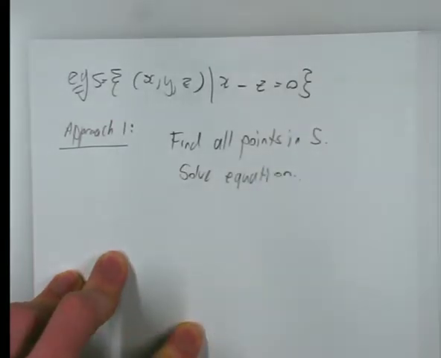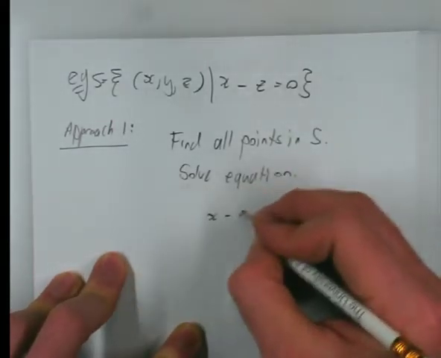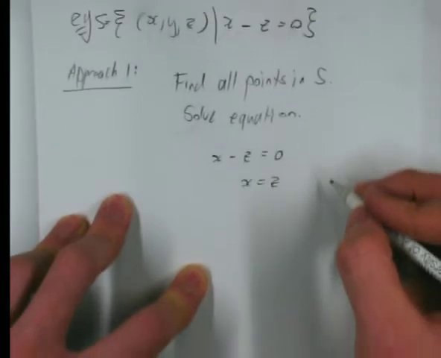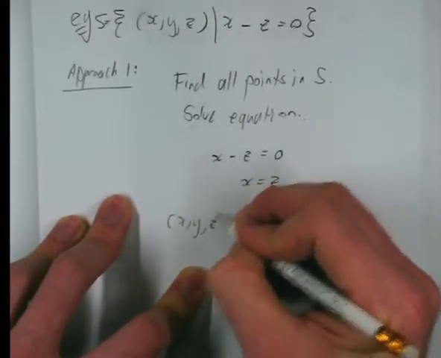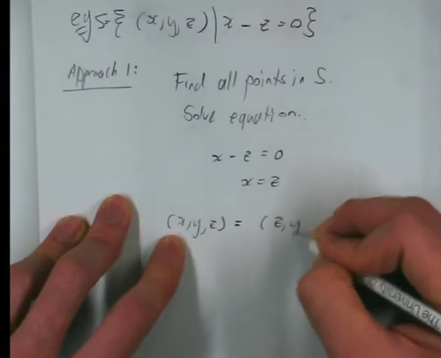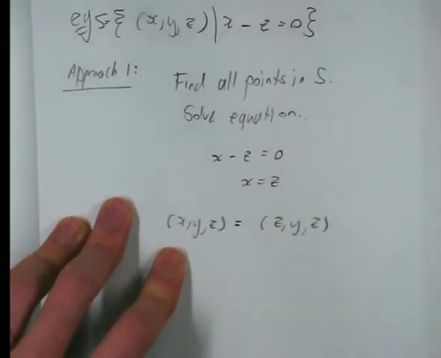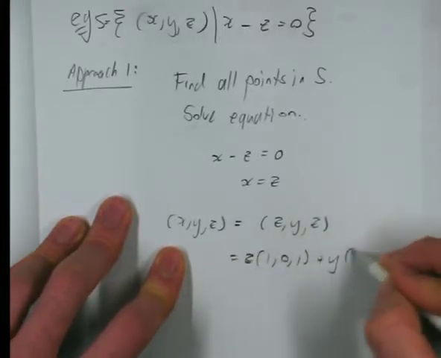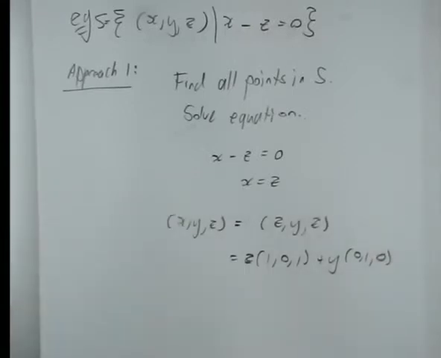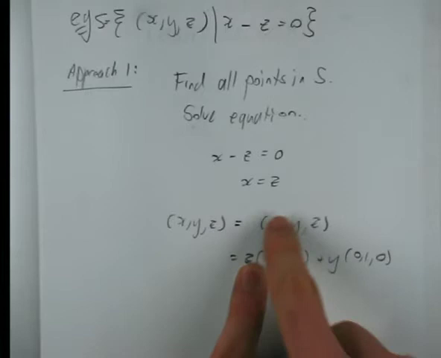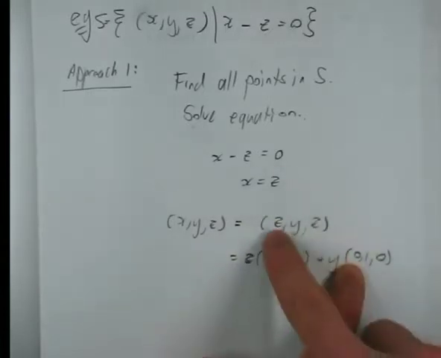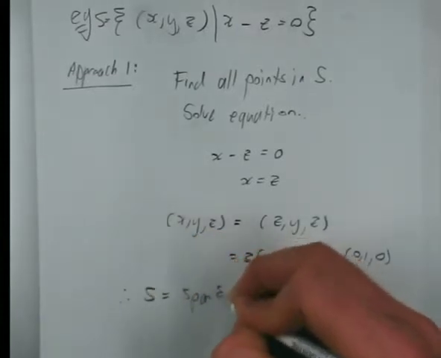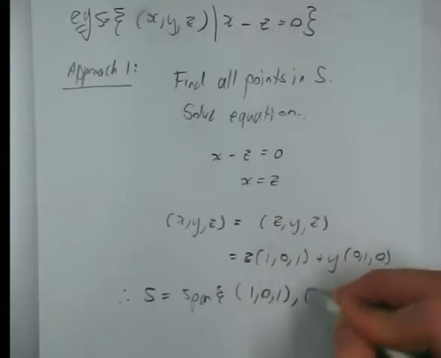Well, there are in fact two ways to solve this equation. One is to go, well, x minus z equals 0, so therefore x equals z, and therefore my points x, y, z are actually z, y, and z, because x equals z. And so therefore this is z lots of 1, 0, 1 plus y lots of 0, 1, 0. The same trick I normally do with free variables. I've got a z and it's got 1 here and none here and 1 here. I've got a y, there's none here and 1 here and none here. And so therefore S is the span of 1, 0, 1 and 0, 1, 0.